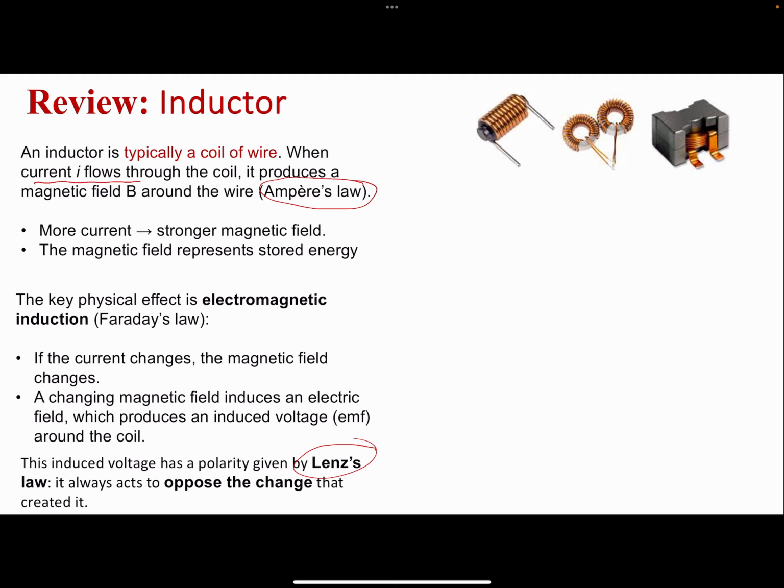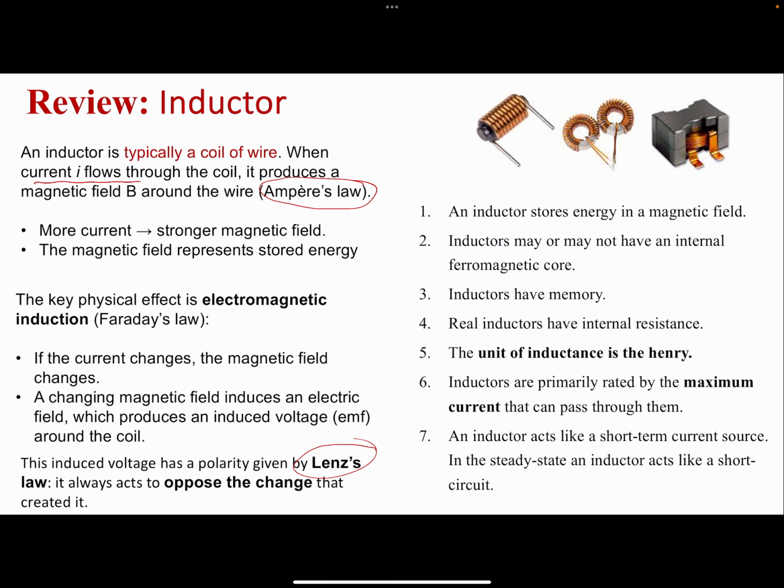Okay, so again, this is an inductor. Here are some of the key features of an inductor. Again, we talked about it being an energy storing element. It may or may not have a ferromagnetic core. In the case of a ferromagnetic core, the inductance value of that inductor essentially increases. The unit of inductance is the Henry, and inductors are usually rated for the maximum current they can allow to pass through them.